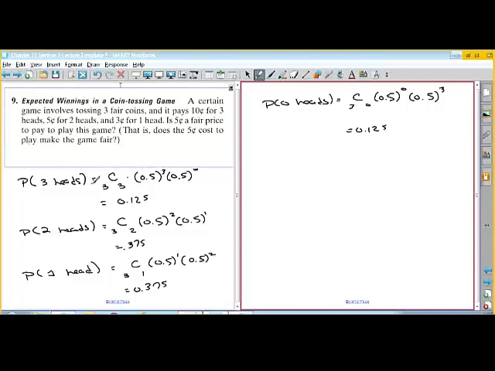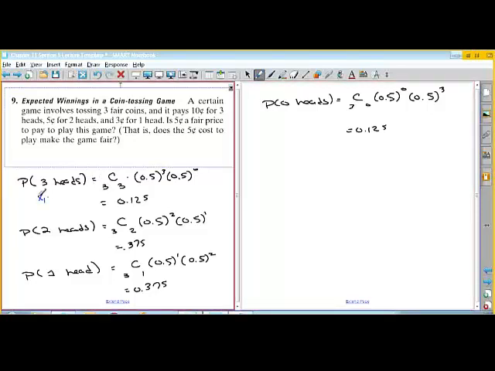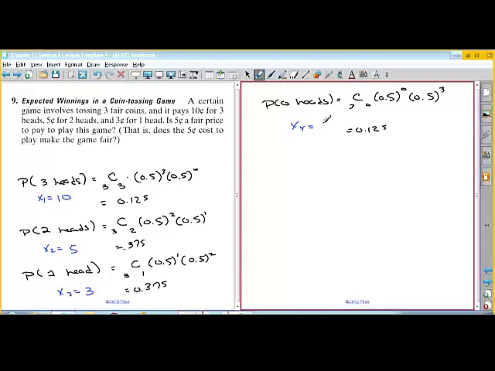So for the expected value, we've got the values. Let me just write the values in here. The value of getting 3 heads is 10. The value of getting 2 heads is 5. The value of getting 1 head is 3. And the value of getting 0 heads is 0. So now we just take this times that, plus this times that, plus that times that, etc.